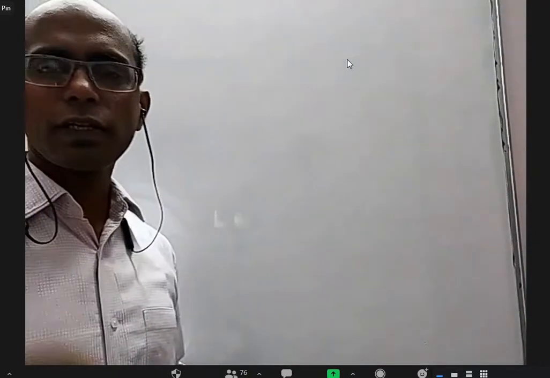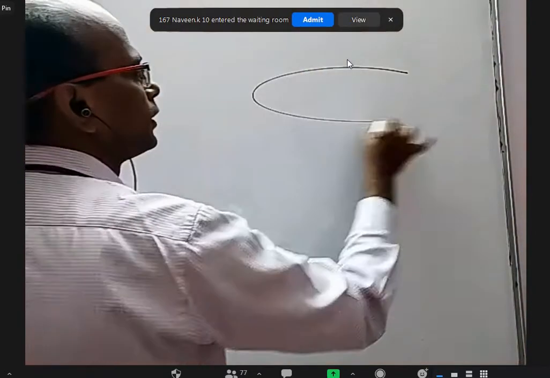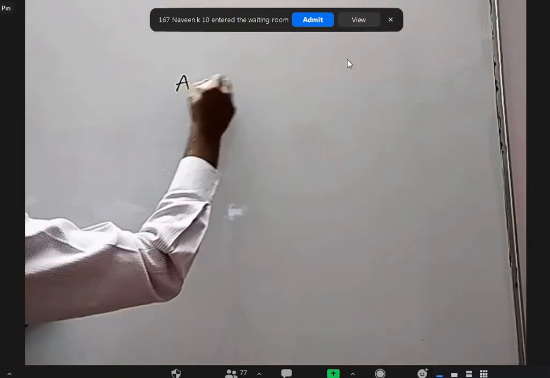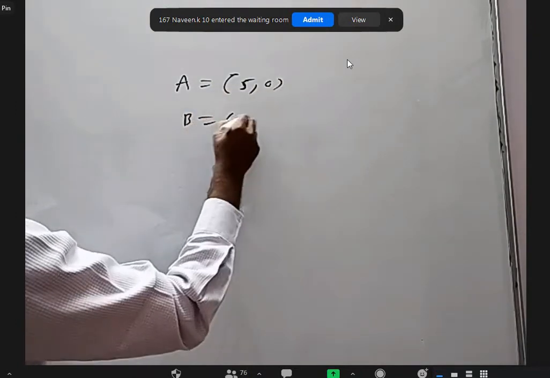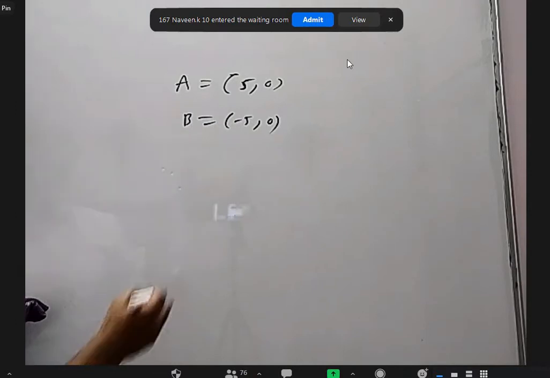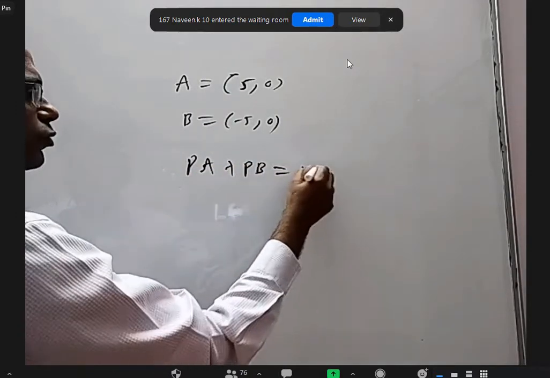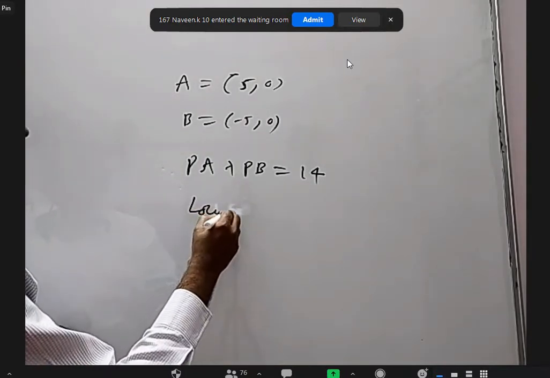Suraj Sankar, are you there in the class? Okay, try to answer this question. Sorry, I'm drawing an ellipse. Capital A is (5, 0). Capital B is (-5, 0). And PA plus PB is equal to 14. What is the locus of P? Equation of locus of P.